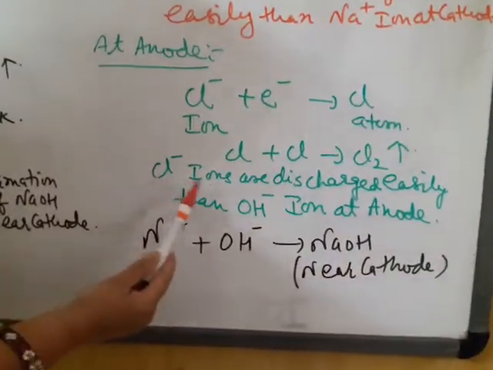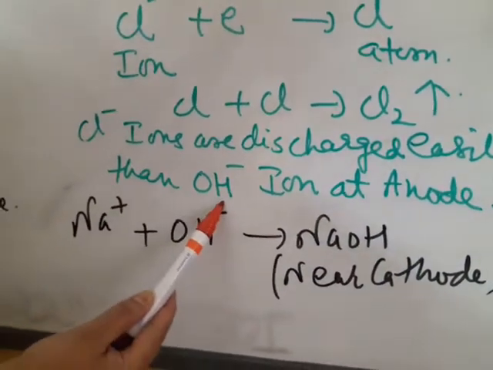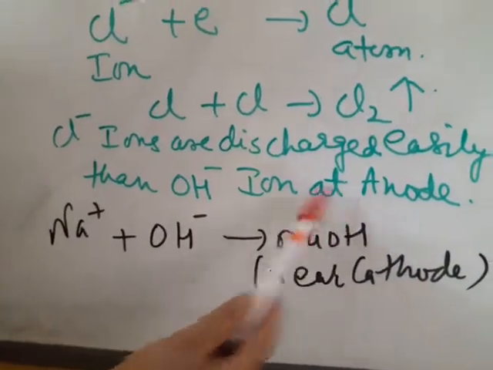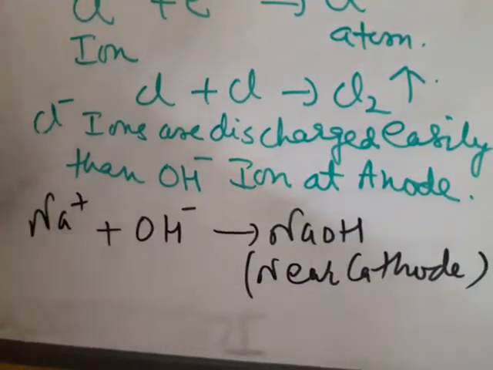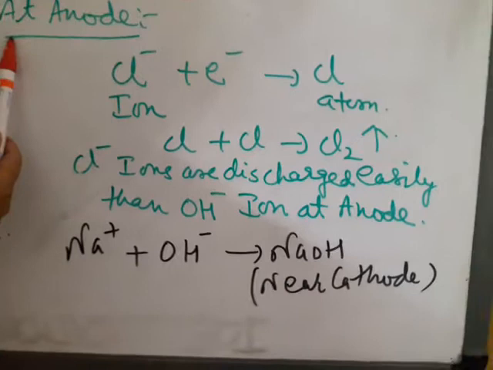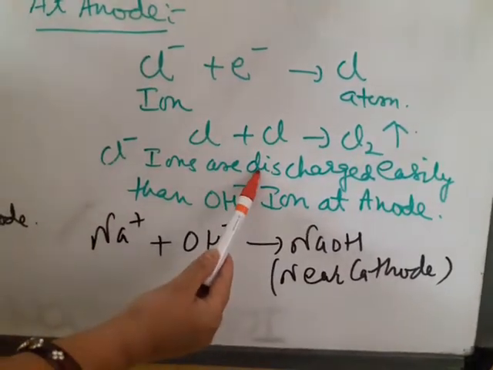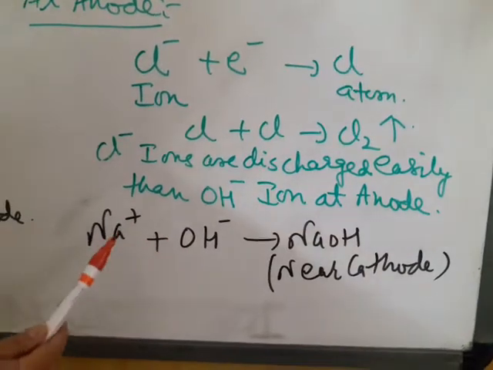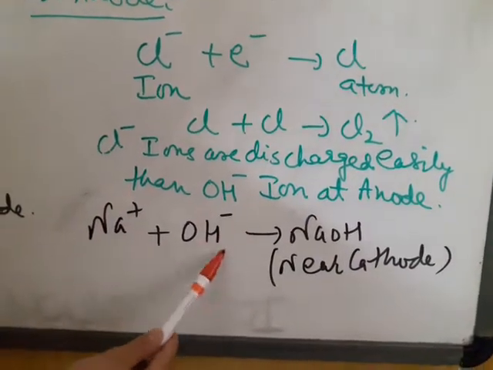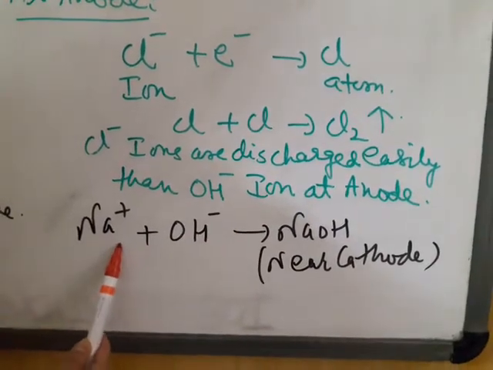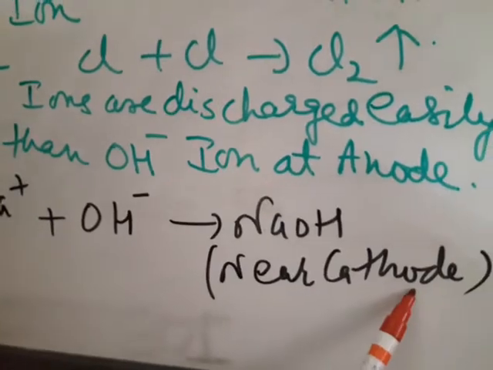Now again, chloride ion are discharged easily than hydroxide ion at anode. Hydroxide ion, they are also negatively charged and they will also move towards anode which is positively charged, but chloride ion are discharged easily. Now what will happen to sodium ion and hydroxide ion? They will combine together and form sodium hydroxide near cathode.